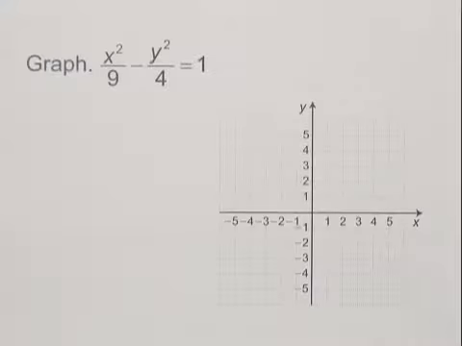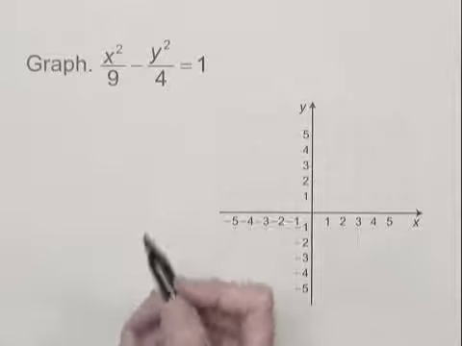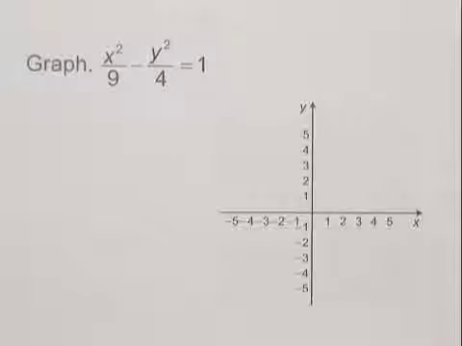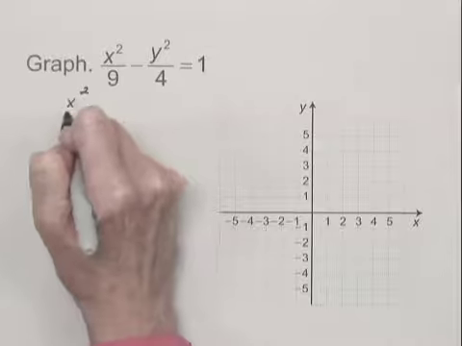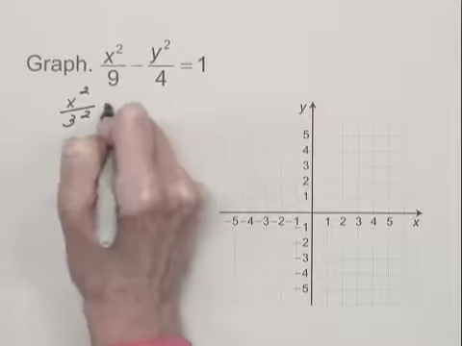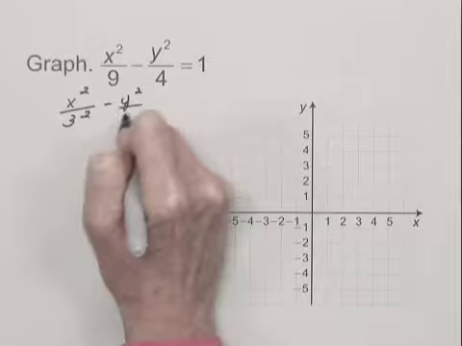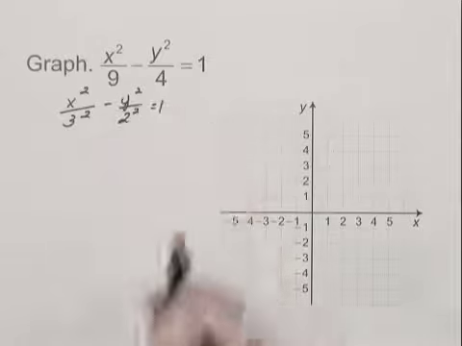Graph the equation x squared over 9 minus y squared over 4 equals 1. We can see from the form of the equation that the graph is going to be a hyperbola, and we can write it in this form: x squared over 3 squared minus y squared over 2 squared equals 1.